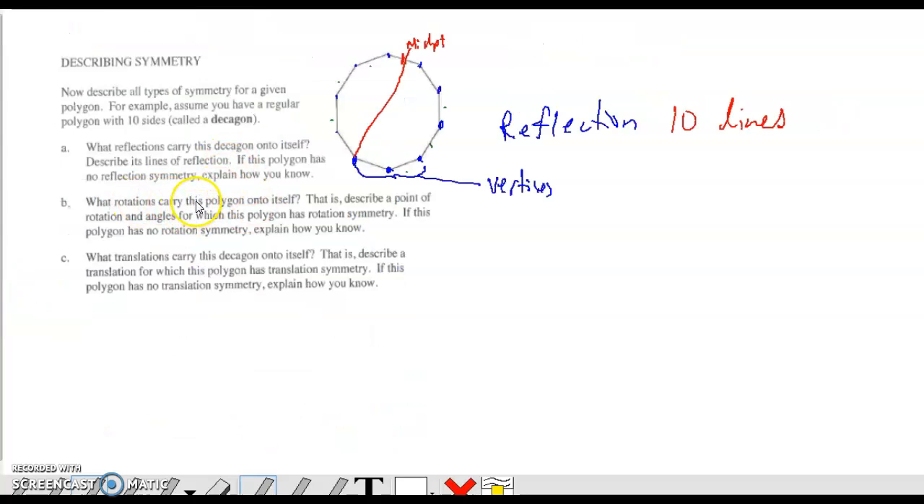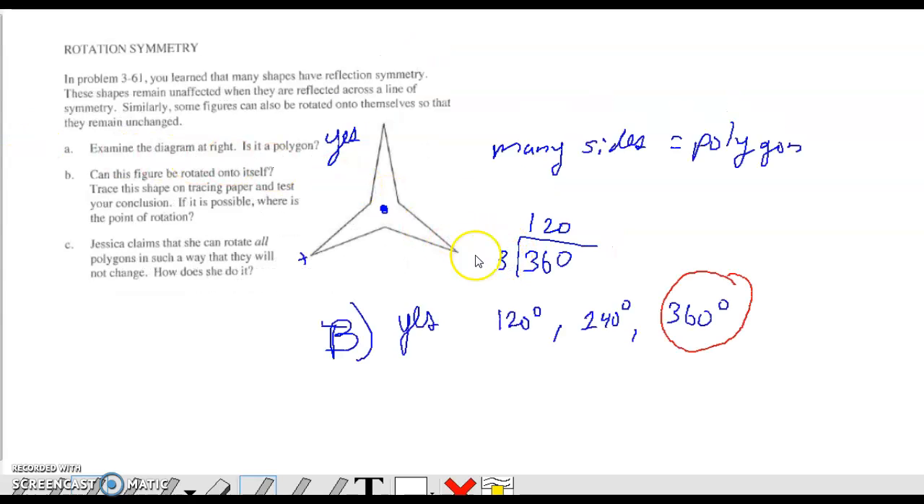Can this be rotated onto itself? The answer is yes. It does have rotation symmetry, which is very nice. Okay, so if we actually think about your rotation symmetry, just like on this previous problem, if I divided 360 by 3 sides, I got 120.